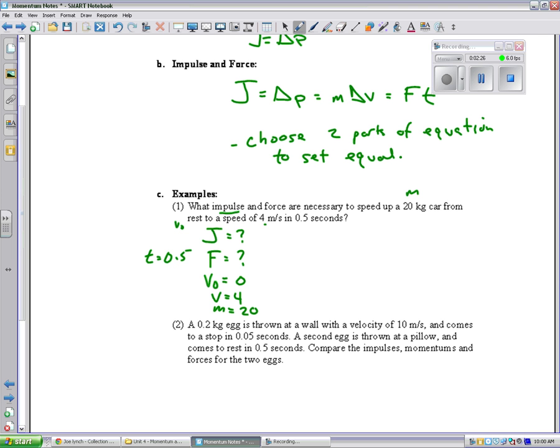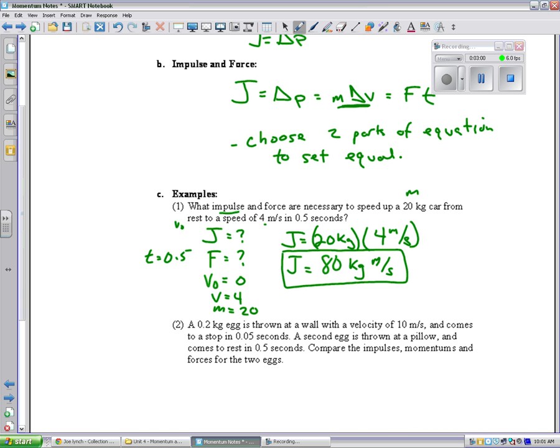So if I'm trying to find impulse first, I'm going to do J equals, and now I'm going to use this part of the equation, M delta V, because I have masses and velocities. So the mass is 20 kilograms times our delta V. We're going from 0 to 4, so 4 meters per second, and that would give me 80. And impulse doesn't have its own unit, so we can get it by multiplying kilograms times meters per second.